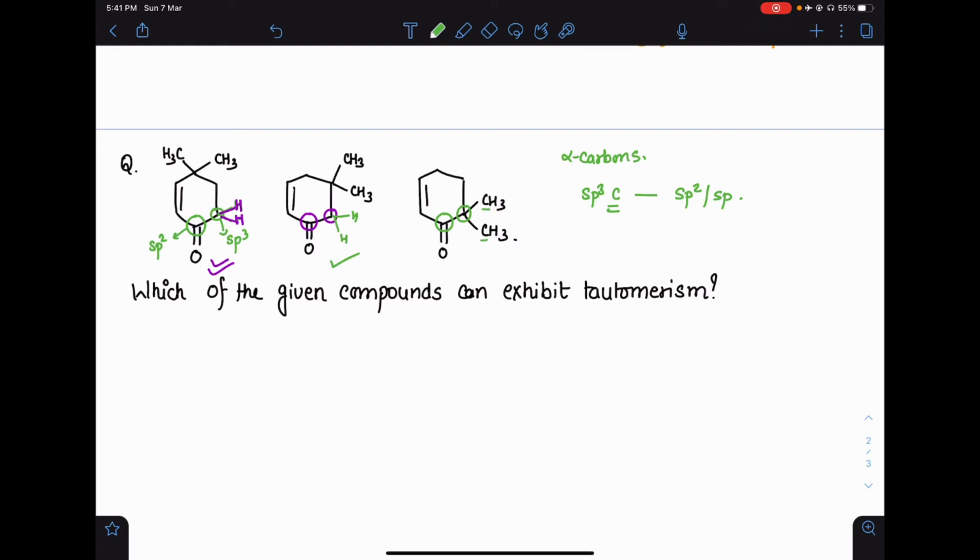So does it show tautomerism? Yes, it does. But you will say, sir, there are no alpha hydrogens. There are. Because see, this is also an sp2 hybridized carbon, and to this one an sp3 hybridized carbon is connected. And to this sp3 hybridized carbon, hydrogens are attached. So these hydrogens are also called alpha hydrogens. Okay, and it can show tautomerism.